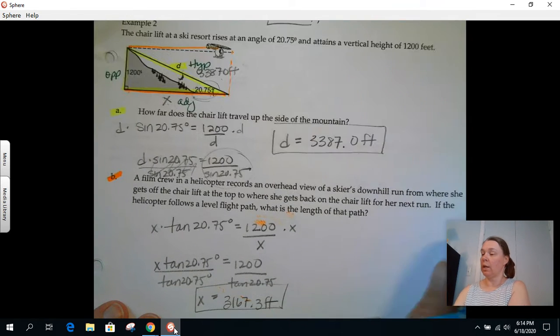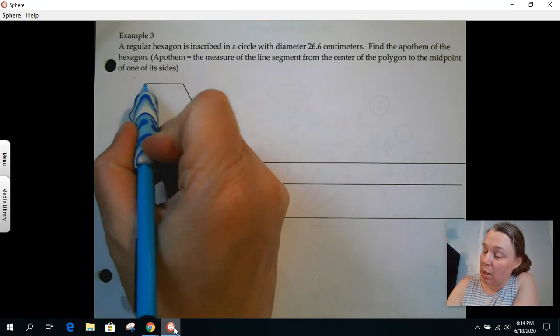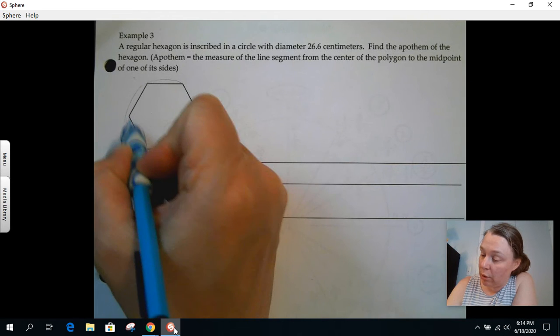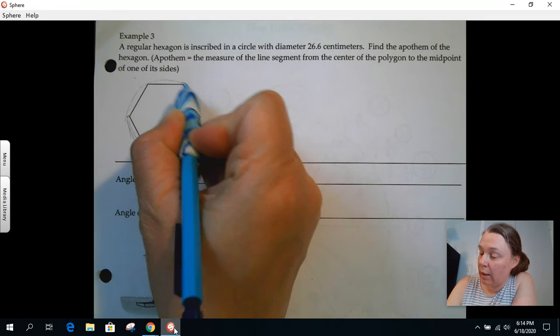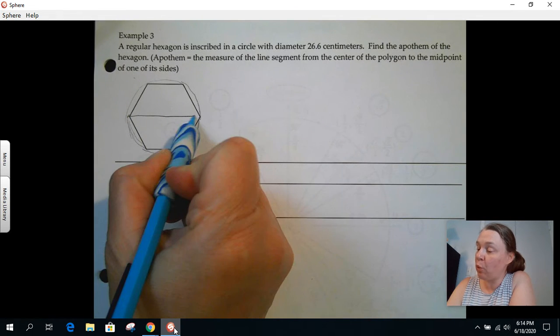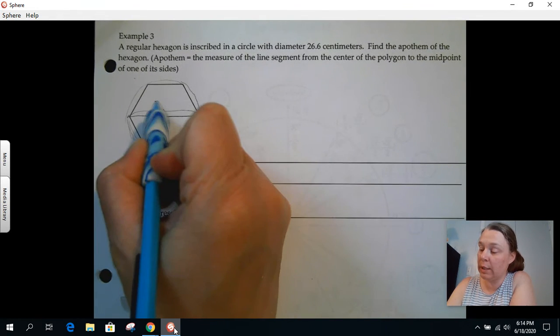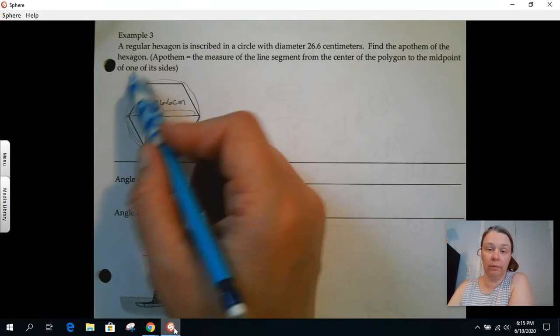Okay, let's take a look at the next one. Go ahead and read it and think about how you might set that up. Okay, so I gave you a regular hexagon inscribed in a circle with a diameter of 26.6 centimeters. So imagine that this was in a circle, and the vertices of your hexagon would touch right there. They told you the diameter is 26.6 centimeters. So from here to here is 26.6 centimeters. Find the apothem of the hexagon.